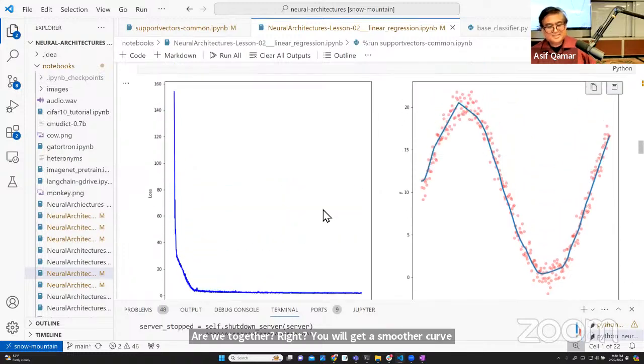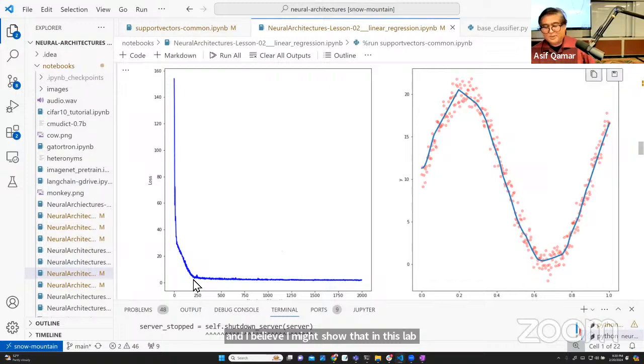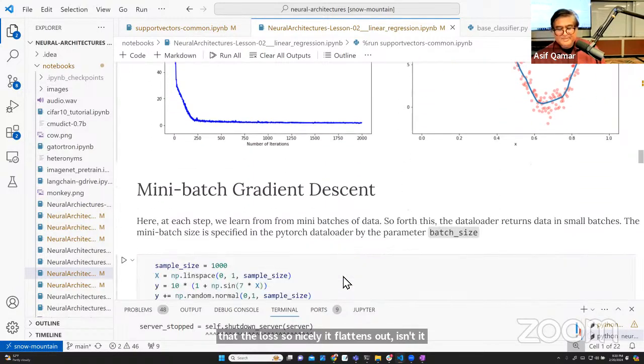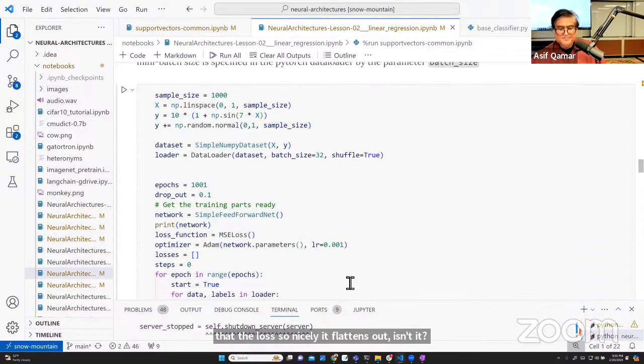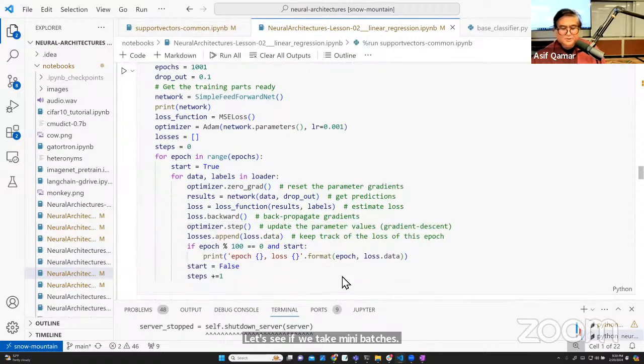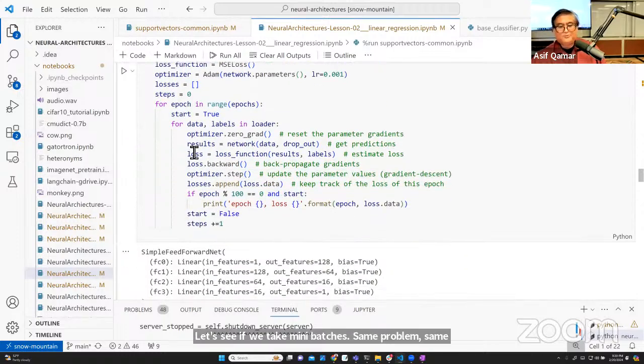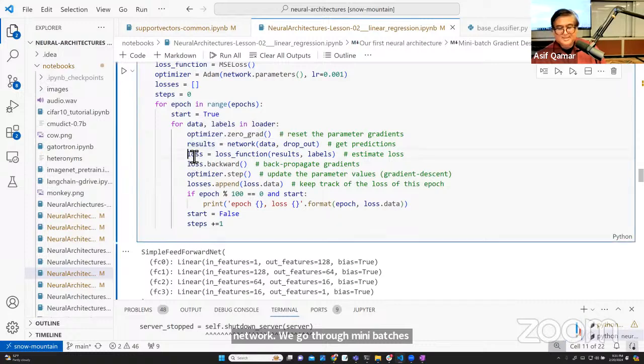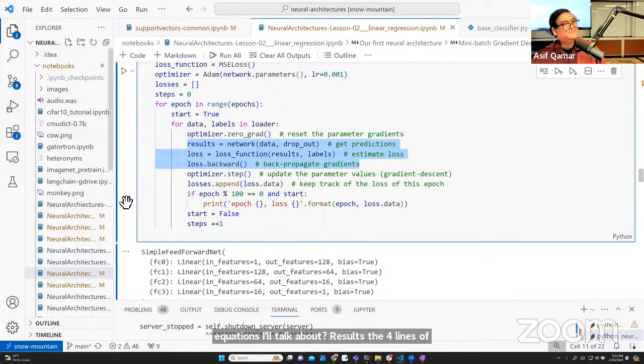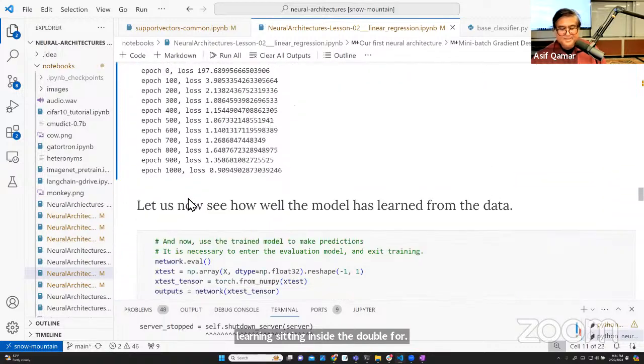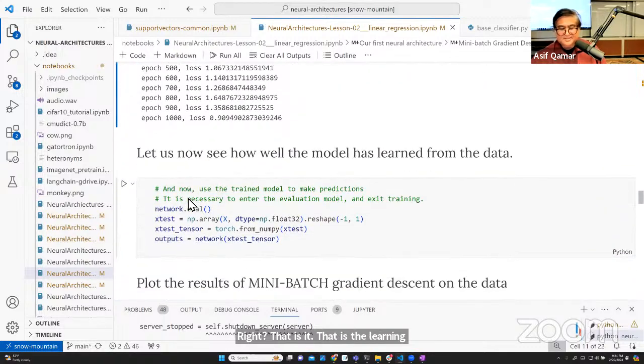So this is complete batch gradient descent. Do you notice, guys, that the loss so nicely flattens out, isn't it? Let's see if we take mini batches. Same problem, same network. We go through mini batches. Do you see that for loop, and the famous equations I talk about? The 4 lines of learning sitting inside the double for loop, right? That is it. That is the learning in machine learning, here in a simplified way. Same thing. Now what happens?